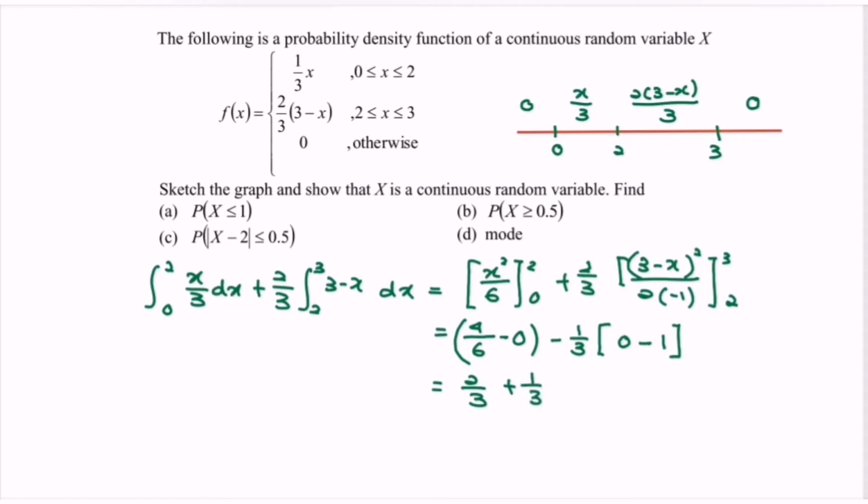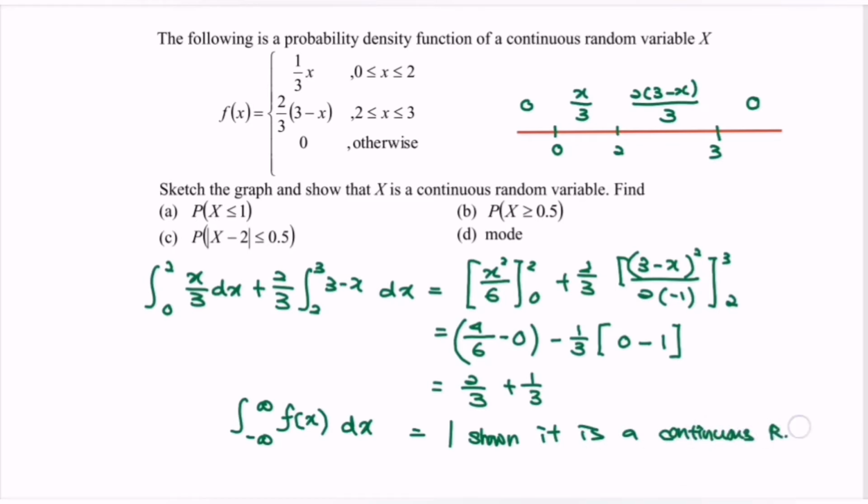So as a conclusion, integrate from the negative infinity until infinity for the function fx with respect to x is equals to 1. So show that it is a continuous random variable.